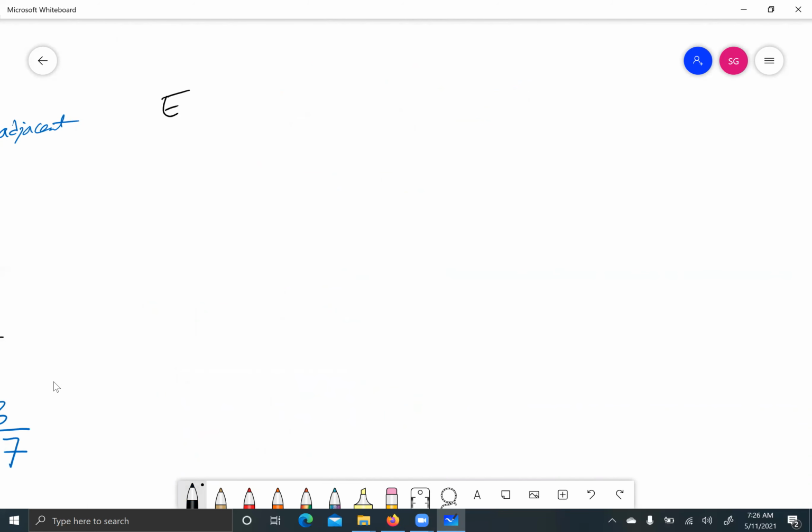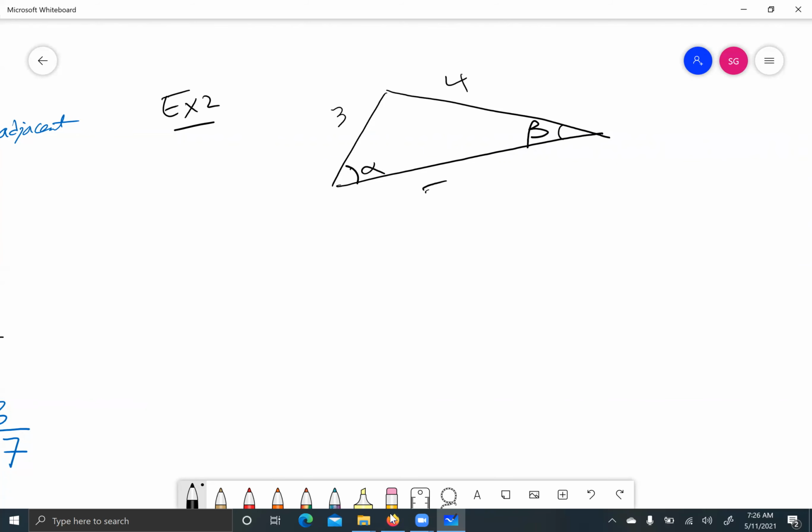Example 2. So the right triangle is like this. This is alpha, and this is called beta. And the values of the sides are 3, 4, 5. Okay, let's find, and this is 90. It's a right triangle.